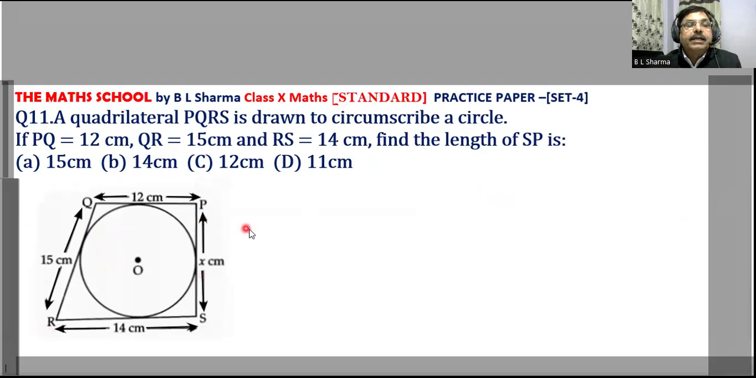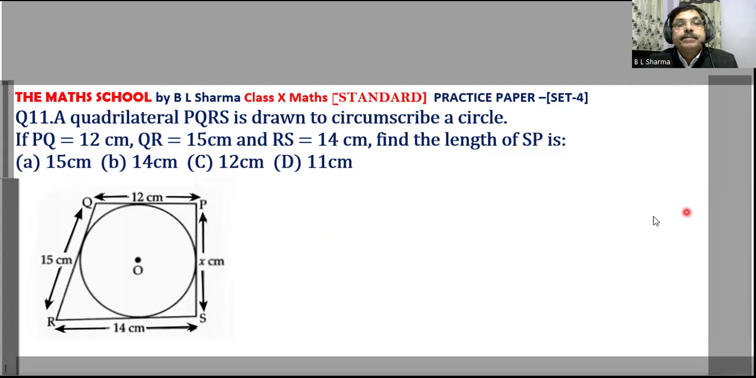The sides of the quadrilateral have become tangents now. See, this PQ is tangent, this QR is tangent, RS tangent, and PS is also tangent. In that case, what we do? We know that when a quadrilateral circumscribes a circle, then the sum of opposite sides is the same. So RS plus QP is equal to PS plus QR. When the sides of a quadrilateral become tangents to a circle, the sums of opposite sides are the same.